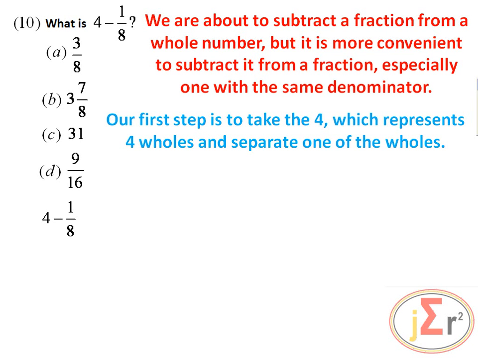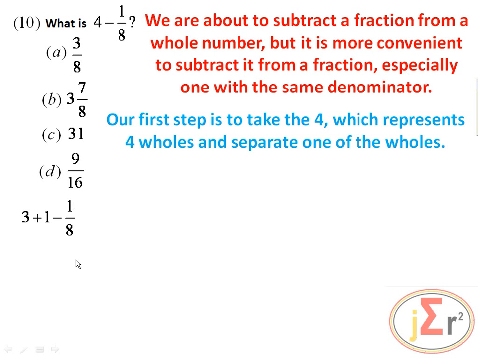Into what, Jerry? 4 wholes. The 4 wholes that we have there will be represented by what? 3 plus 1. Right, 3 plus 1. So we will take out one of the wholes from the 4, and we will have 3 left. So we will say that 4 is 3 plus 1. There we have it. Now, the 1 that we have here is the one that we will take away the 1/8 from.